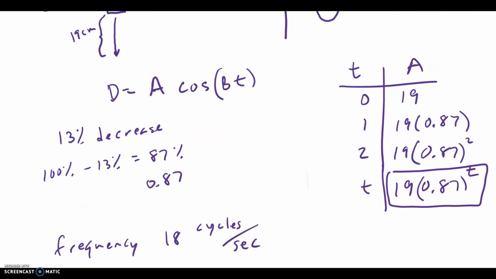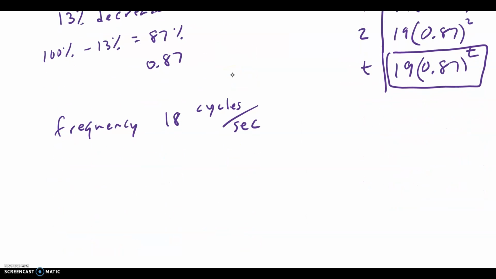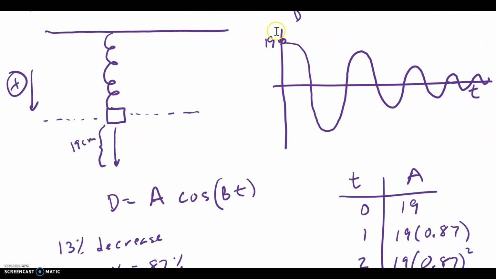However, for the formula, B is information about period, not frequency. And so period is the reciprocal of frequency. So that would be 1/18 seconds per cycle. So in other words, for the spring to go down and up one full cycle, it takes 1/18 of a second because it does 18 of those cycles in a full second.